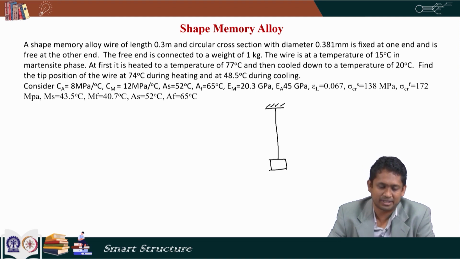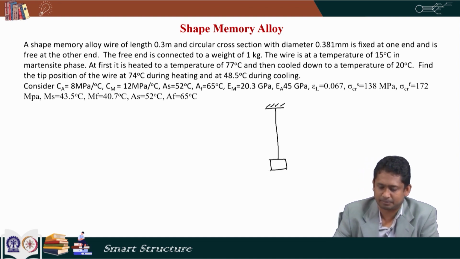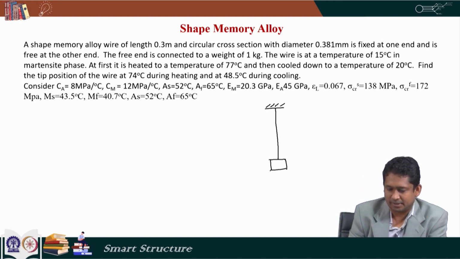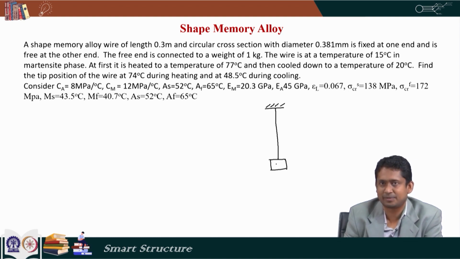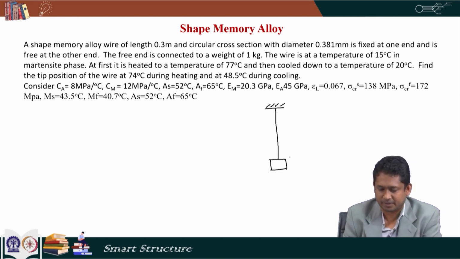So, we have to find out the tip position of the wire at 74 degree centigrade during heating and 48.5 degree centigrade during cooling. Now, the weight of the wire remains same and there is no constraint here. Because the weight remains same, the stress is also constant. So, at a constant stress all the heating and cooling is happening. So, first we have to find out the stress.